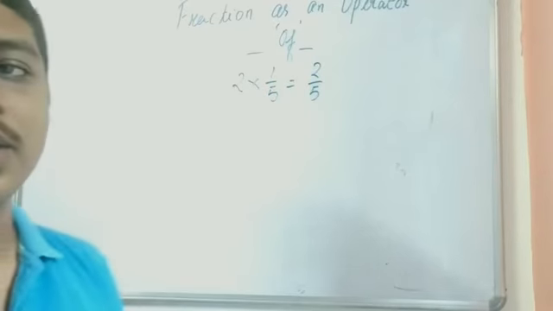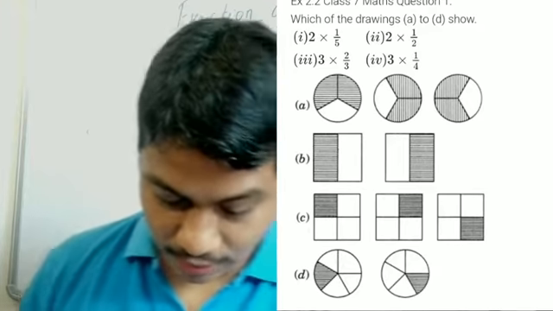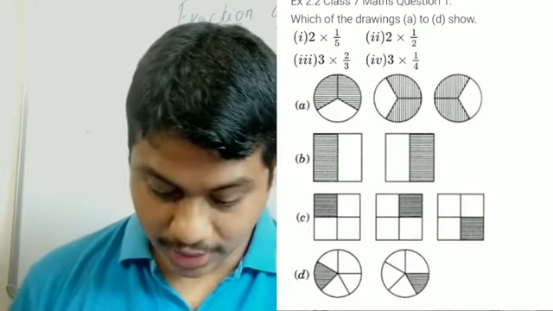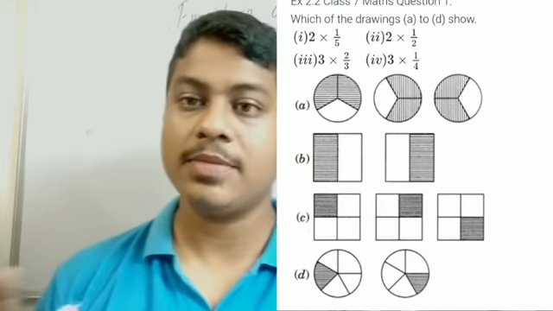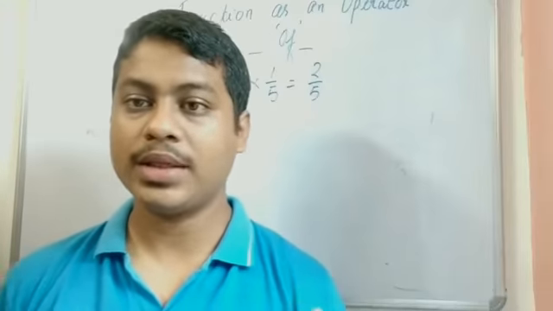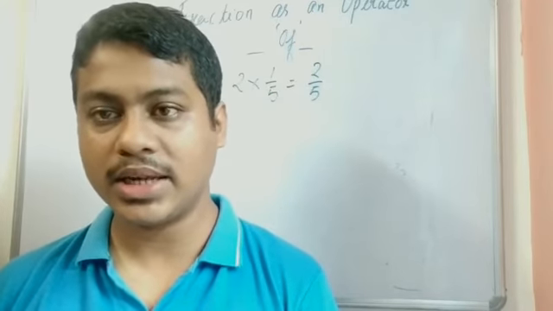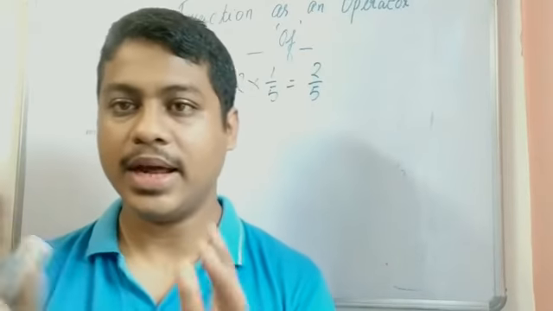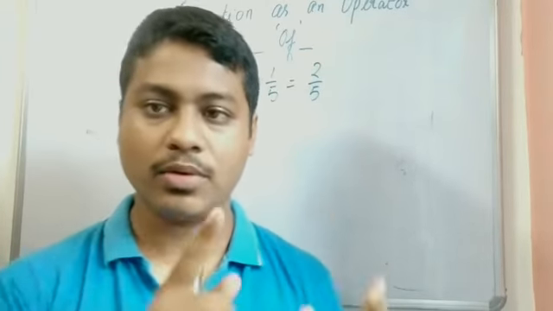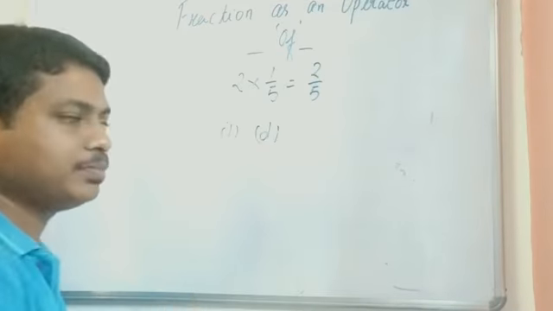Now you see in your figures A, B, C, D, a total of 4 options are there. Out of these, which one is the correct option? You can see figure D. In figure D, the whole circle is divided into 5 parts, and one circle has one part shaded, that is 1 by 5. The second circle also has one part shaded, again 1 by 5. So 1 by 5 plus 1 by 5 will be 2 by 5. That means for question 1, D is the correct option.